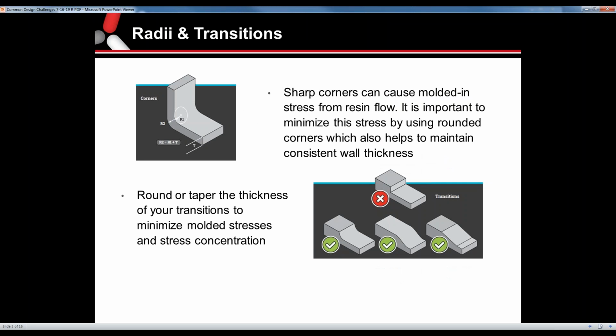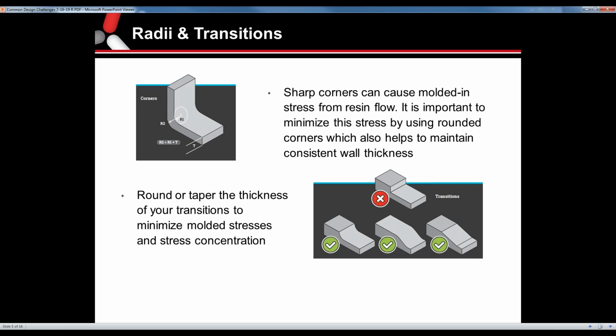So radii and transitions. When designing, you really don't want sharp corners. Sharp corners are going to cause molded-in stress from the resin flow. By creating radii in corners especially, it's going to allow material to flow easier throughout the part. And this also helps maintain a consistent wall thickness.